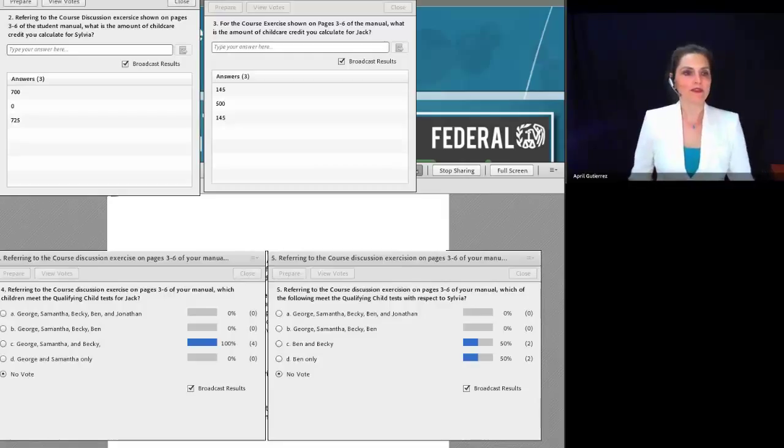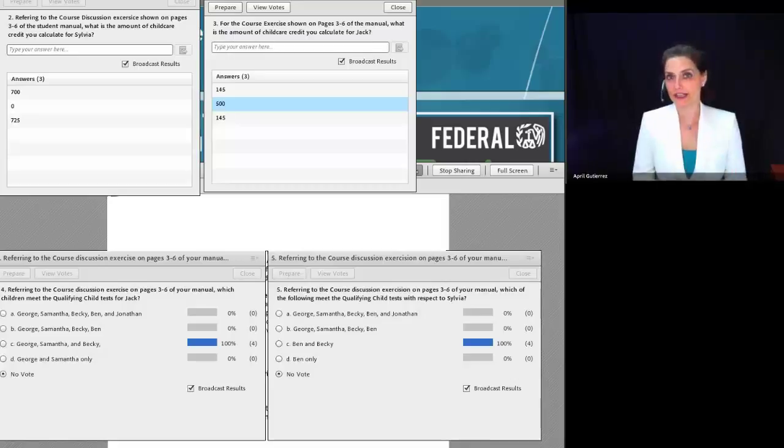Going up to the top of the screen, it says, referring to the course discussion exercise in the manual, what is the amount of child care credit you calculated for Sylvia? And you can see that we've been given a response of 700, a response of 0, a response of 725. The answer is actually anywhere between 0 and $725 for Sylvia. And for Jack, the correct answer is actually $145. I do see someone answered $500, and that is the amount of expense that Jack had, but it's not the amount of credit that he had.